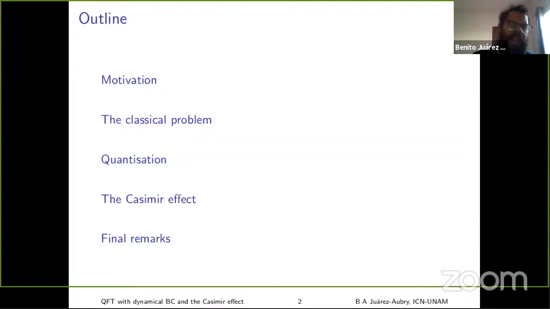Okay, so after a brief motivation, I'll describe the classical problem that we're interested in and the quantization of this system afterwards. Then I will go directly into the study of the Casimir effect, which involves some renormalization stories and trying to define energies in an appropriate way. And then I will conclude with some final remarks.